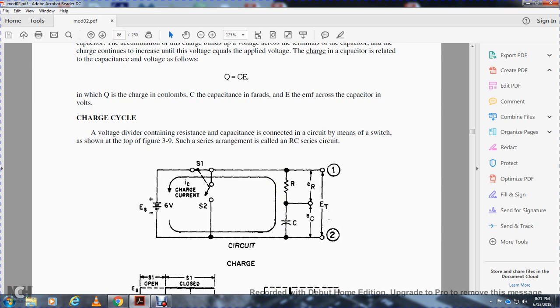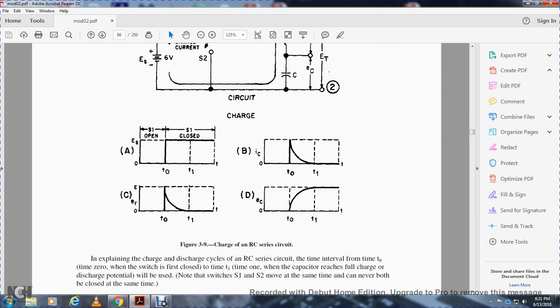All right, the charge cycle. A voltage divider contains a resistance and a capacitor connected in series with a switch, as shown in figure 3.9. Such a series arrangement is called an RC circuit. That gives you your resistance and capacitor in the same series circuit. Then you have your charge RC circuit, a series circuit.